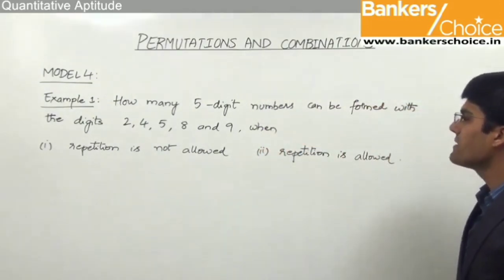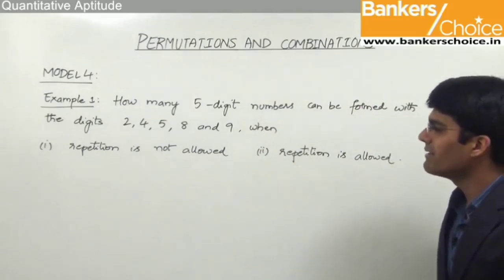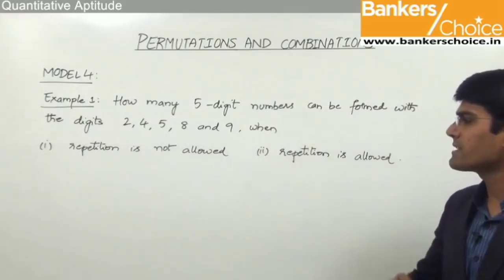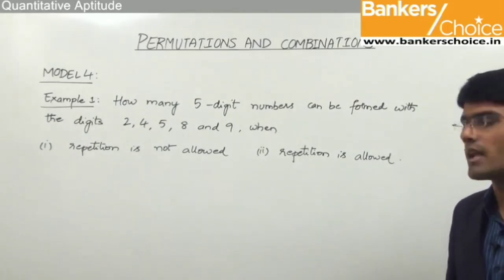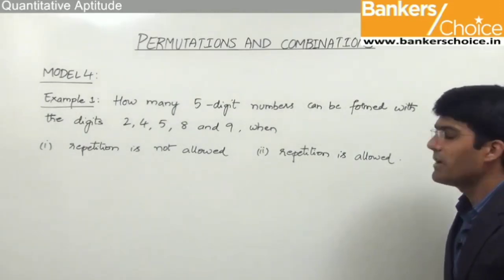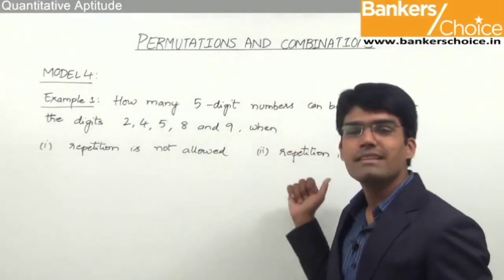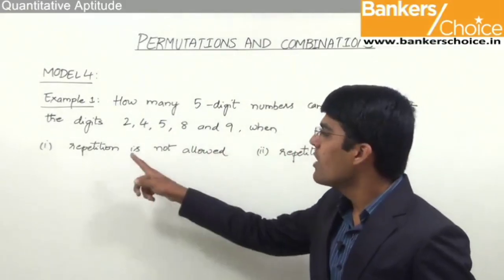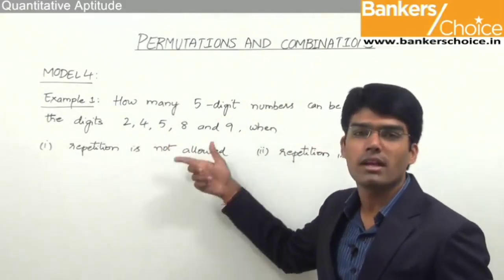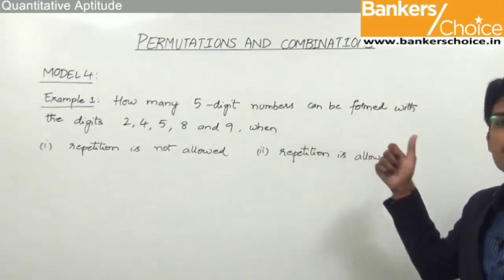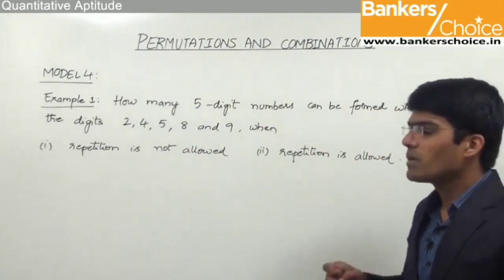How many 5-digit numbers can be formed with the digits 2, 4, 5, 8 and 9 when the first bit says repetition is not allowed and the second bit says repetition is allowed. So here in this example we are going to see what is the difference in these 2 cases. The first case is when the repetition of these digits is not allowed in the number. And the second bit is when the repetition of the digits is allowed. Now let's see how to solve the questions here.